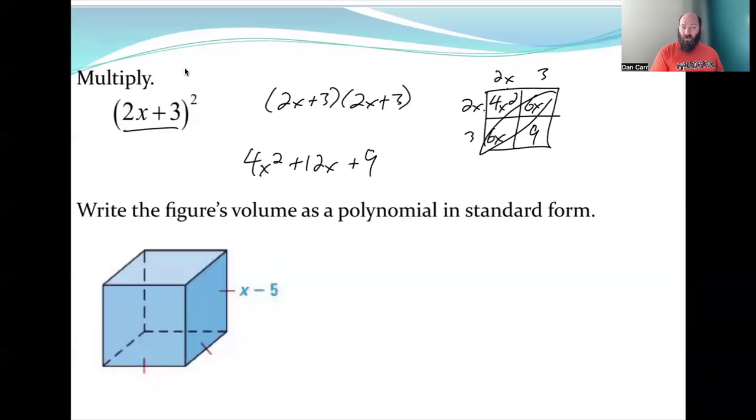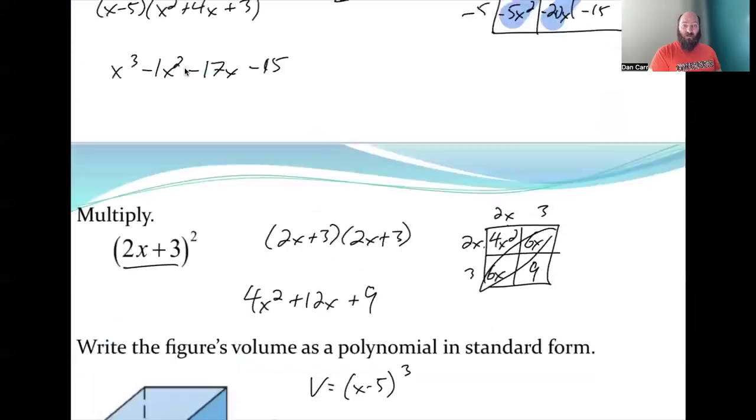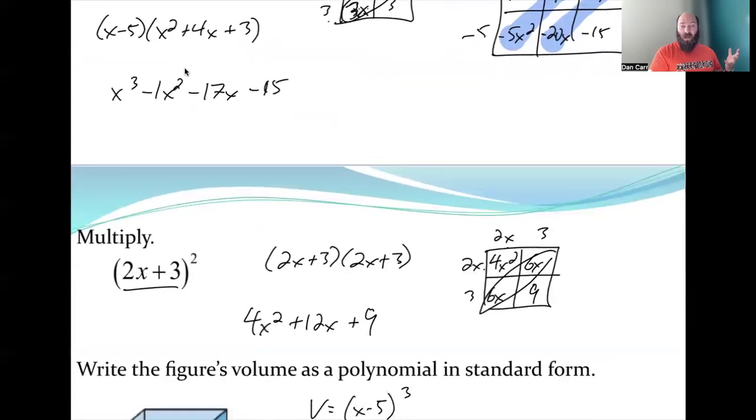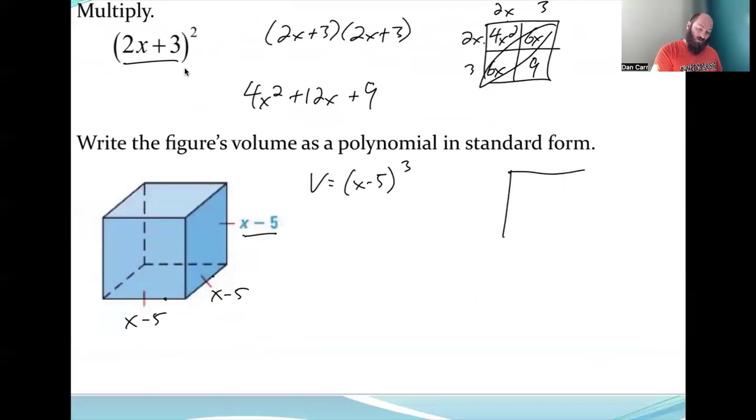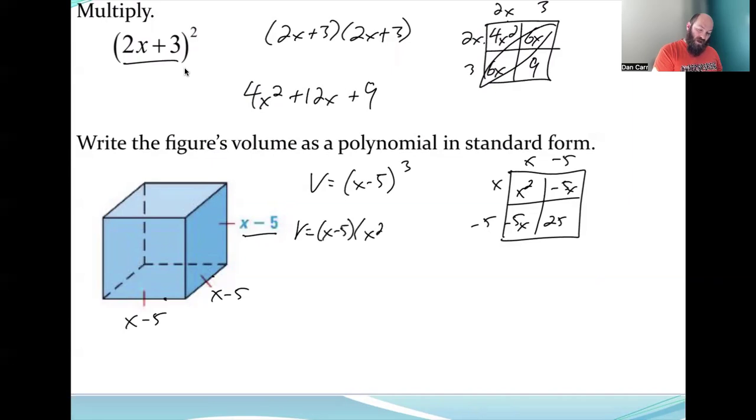Write the figure's volume as a polynomial in standard form here. Since this is x minus 5 and it's all congruent, that's going to be x minus 5 and x minus 5. So my volume is going to be x minus 5 to the third power. It's going to be very similar to this problem, but now I have to do x minus 5 in all cases. So I'll start with this one. Do x and negative 5, x and negative 5. So it's x squared, negative 5x, negative 5x, and a positive 25. So that's going to become x minus 5 times x squared minus 10x plus 25.